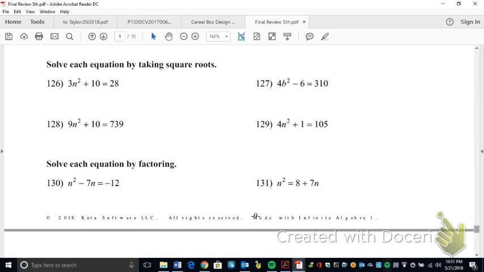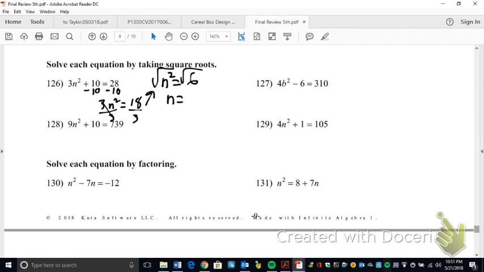Move on. Solve each equation by taking square roots. So what we're going to do here is basically isolate n and then figure out what the answer is. So number 26, we're going to subtract 10 from both sides. So we have 3n squared equals 18. Divide both sides by 3, and we have n squared equals 6. Well, we haven't solved it yet because that n still has a square component. So we're going to square root it. We're going to take its radical.